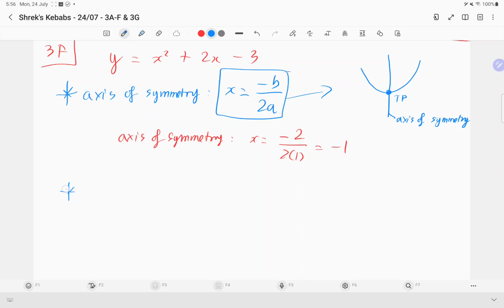Wait, I have a question. Where did you get negative? You sub it back into the equation. Yes, that's right. Next, to find the turning point, you put it back into the equation. Yep, sub the value of the axis of symmetry, which is -1, right?